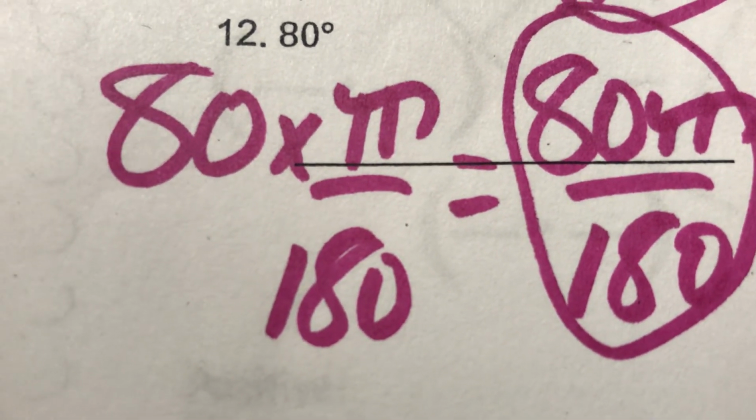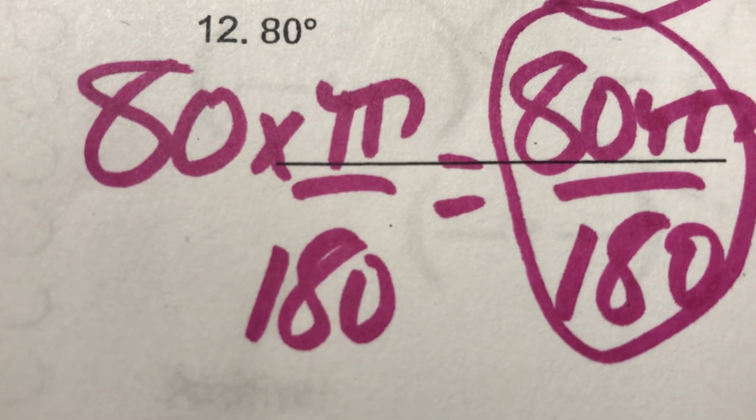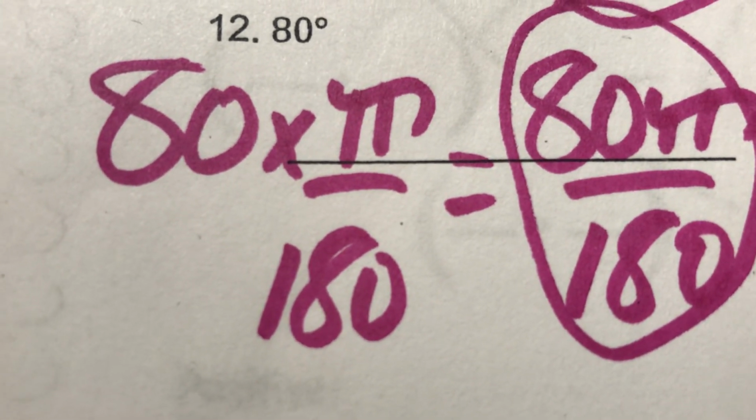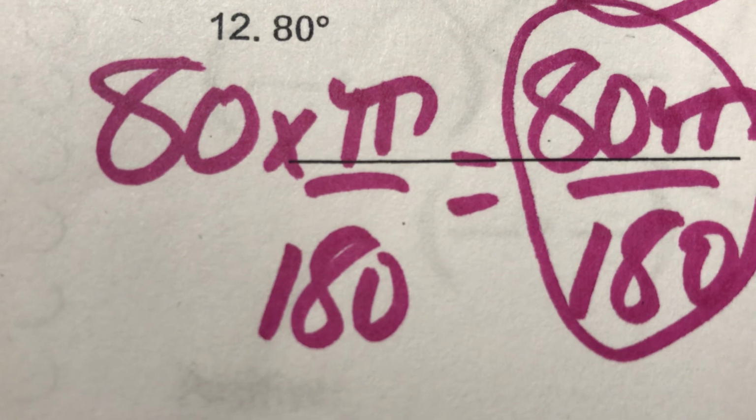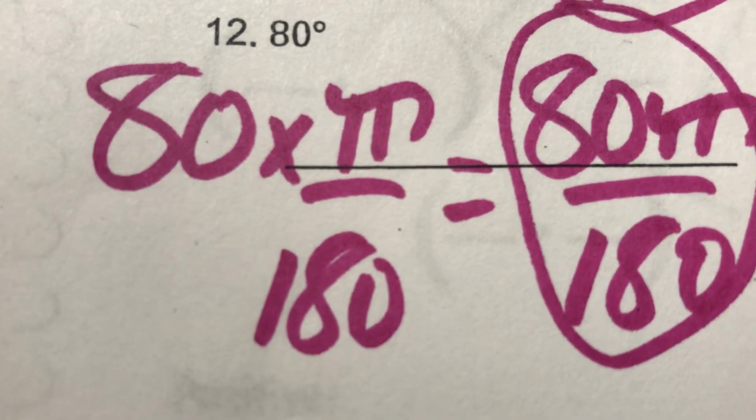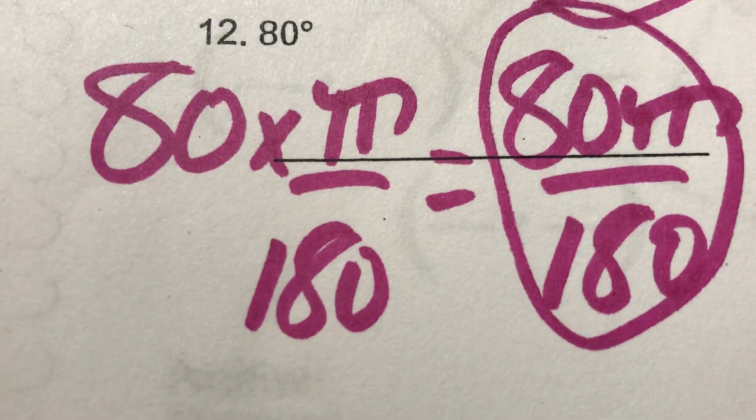So if you have degrees and you need to convert to radians, radians is just another way to measure an angle in trigonometry, you would multiply by pi over 180.